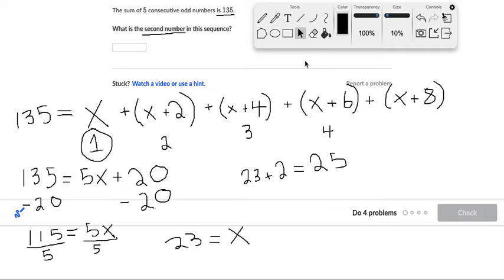So we should get an answer of 25 for our second number. Let's go ahead and check that. All right, looks good. Let's move right along and do a second one.